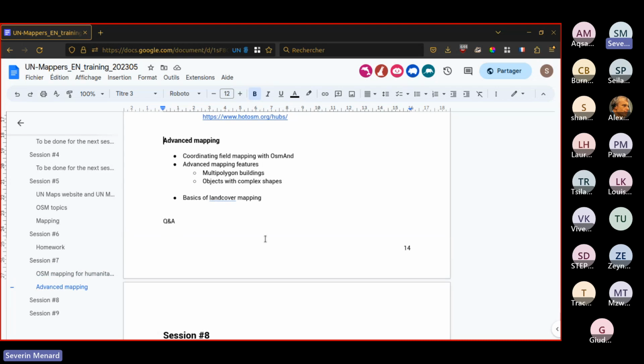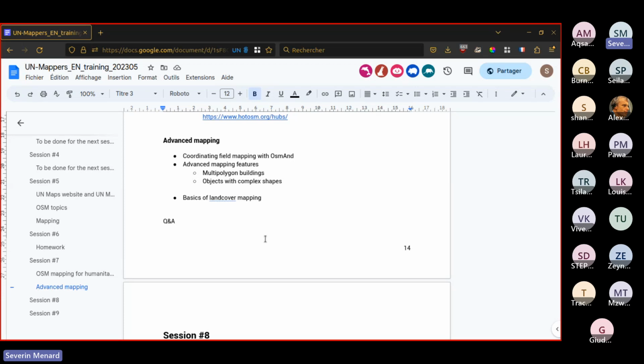And the second half would be focused on advanced mapping. As I said last time, I will show you how to coordinate field mapping with OSM, sharing basically areas of mapping between mappers in OSM. I will show you how to do that very quickly with JOSM and WhatsApp, for example. But in our case, we don't have a WhatsApp group, so we will use Discord.